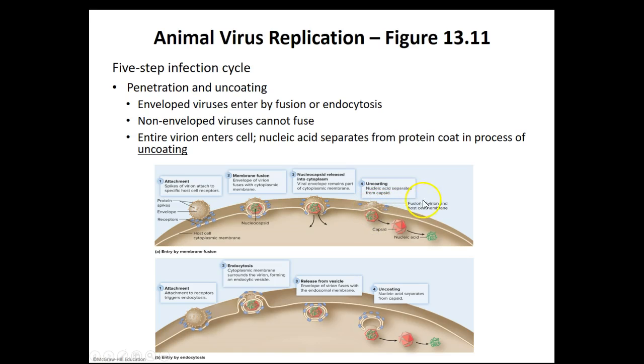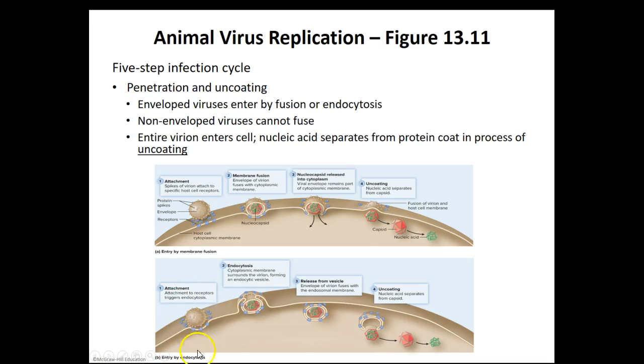Notice that we end up with the envelope of the virion and the host cell membrane integrated with one another. That is what fusion is. The two literally fuse together. And then once we've released the nucleocapsid, the virion, into the cell, you can see that we're going to uncoat the viral genome in this process called uncoating.